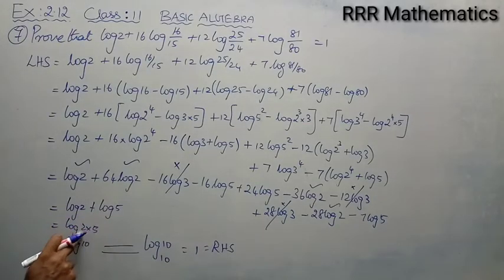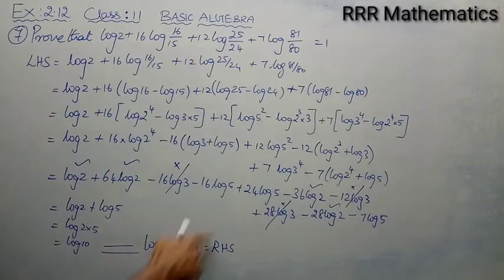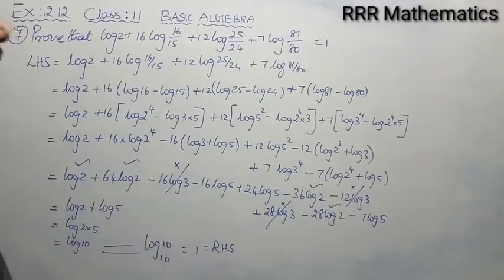Log m plus log n is log m into n. That is log 5 2s are 10. Log 10, if the base is not mentioned, you consider the base as 10. So log 10 base 10 gives 1. That is what the right hand side is. Is it clear?